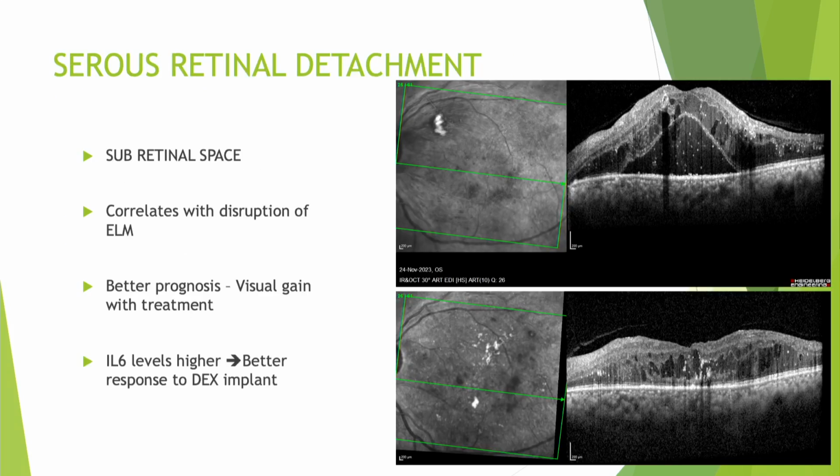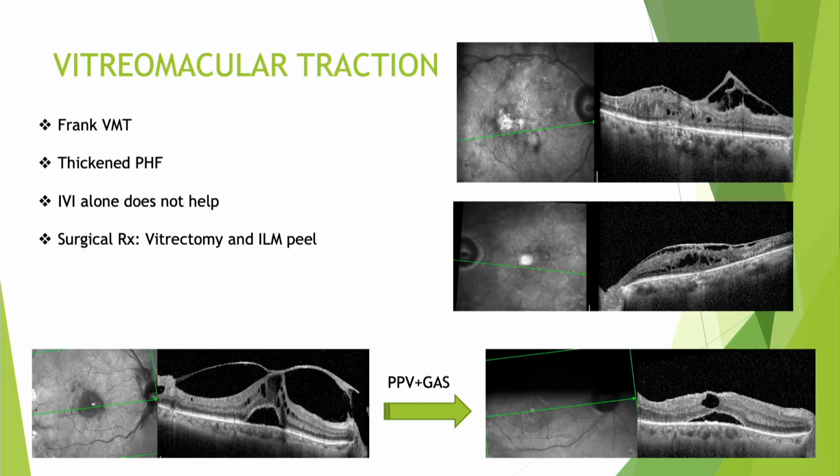The other type of macular edema is a serous retinal detachment. You could see a hyporeflective space behind the neuroretina. It usually correlates with disruptions in the external limiting membrane, and most of the studies showed that patients with subretinal fluid usually have a better response to treatment, and there is an increase in inflammatory mediators in these patients, and they respond better to DEX implants.